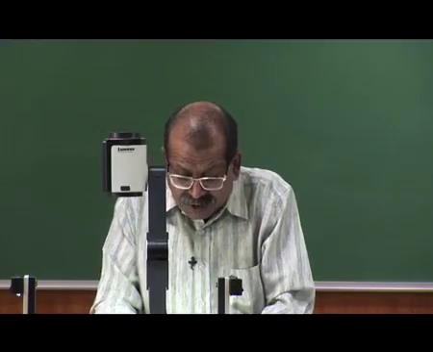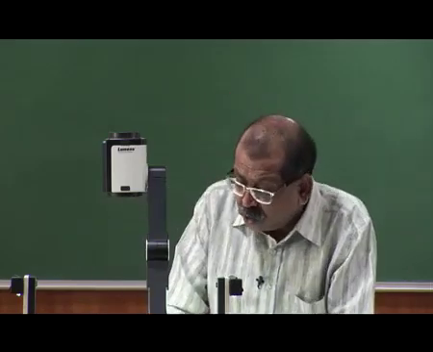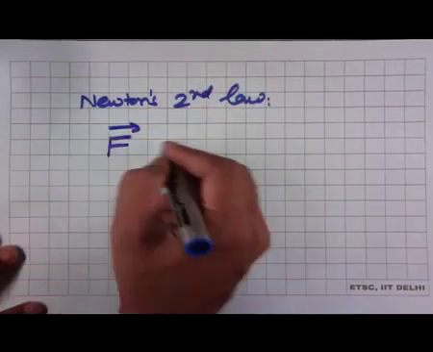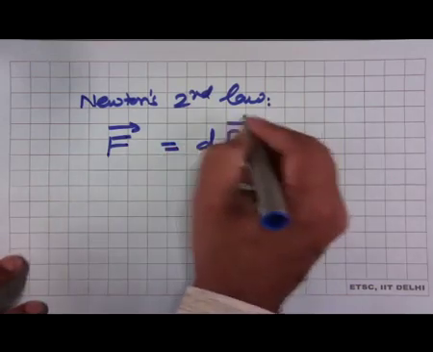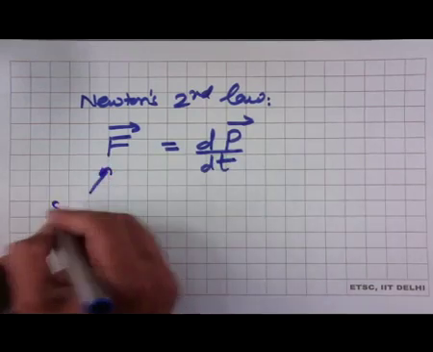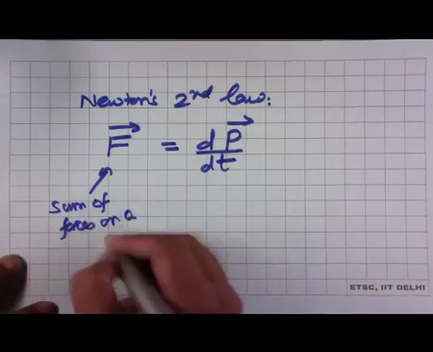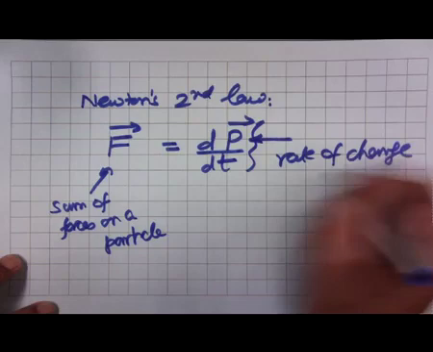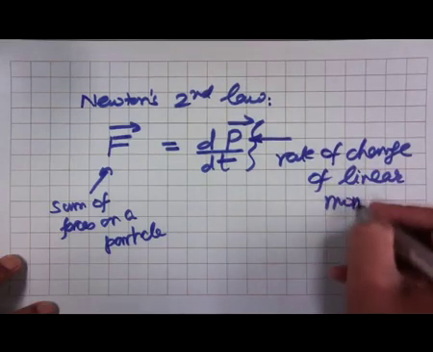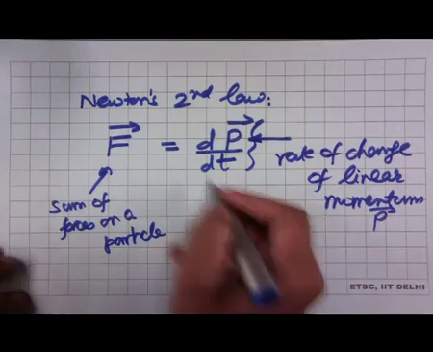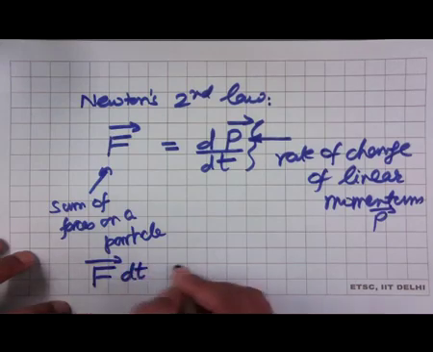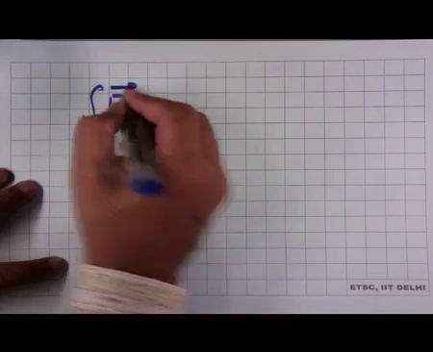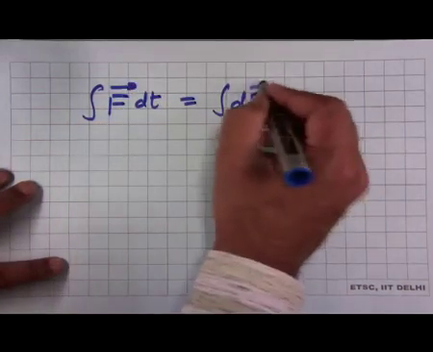To see how impulse can help us in solving certain problems, let us look at Newton's second law. Newton's second law tells us the sum of external forces acting on a particle is equal to the rate of change of linear momentum P. Here we take the dt to the other side. So, we get F times dt is equal to dp, and then we integrate both sides. So, we have integral F dt is equal to integral dp.